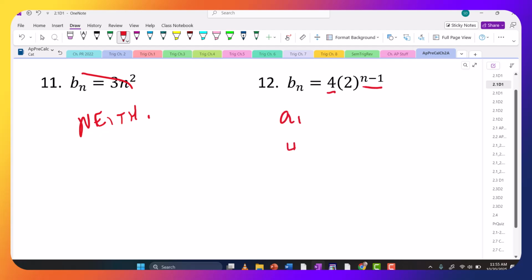Because when I plug in 1, I would get 4. 1 minus 1 is 0. 2 to the 0 is 1. 1 times 4 is 4. And then anything else would represent a multiplier. If I found a sub 2, I would get 8. It would, because there's a multiplier of 2 here. Right? 2 minus 1 is 1. 2 to the first is 2. 2 times 4 is 8. A sub 2 is 8. So that's why this is geometric. So recognizing the patterns, recognizing the formula is very important.